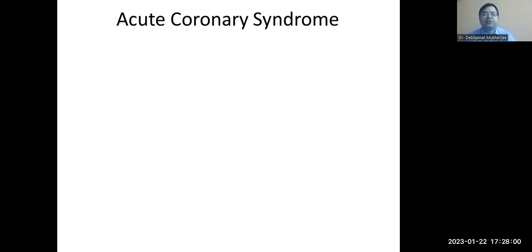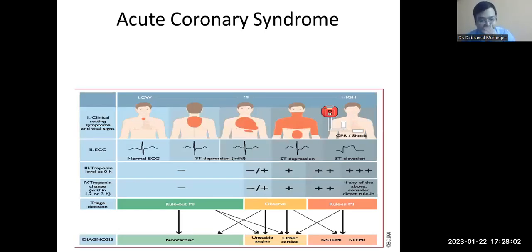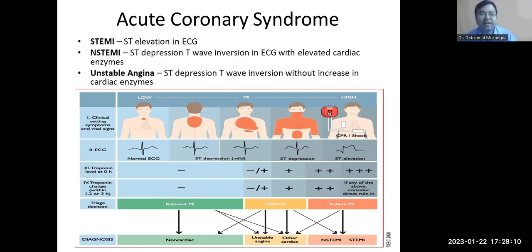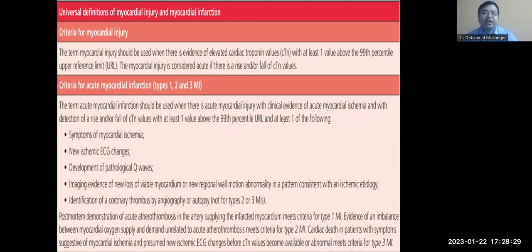So as we had discussed earlier, acute coronary syndrome comprises three different entities: STEMI, NSTEMI, and unstable angina. The difference between an NSTEMI and unstable angina is that in NSTEMI there is elevation of the cardiac enzymes, whereas in unstable angina, there are typical ST changes of ischemia in the ECG without any increase in cardiac enzymes. So coming to the definitions of myocardial infarction, this is the fourth consensus definition, which was given in 2018.